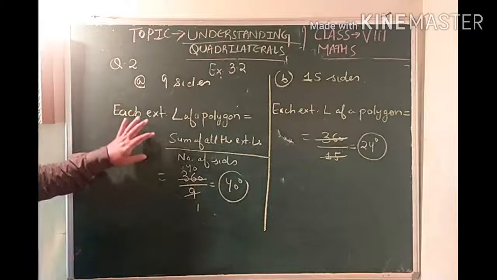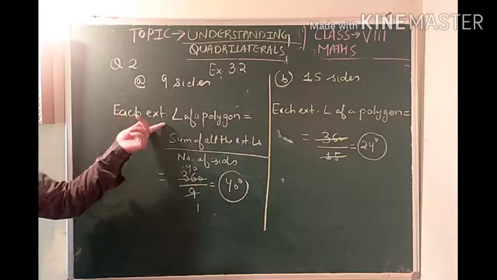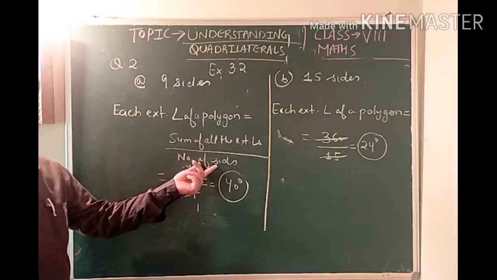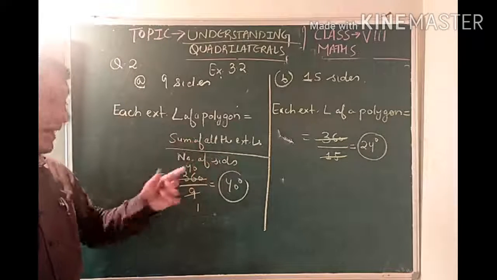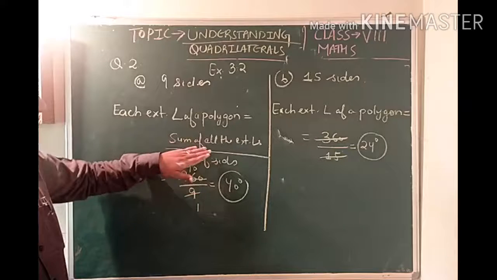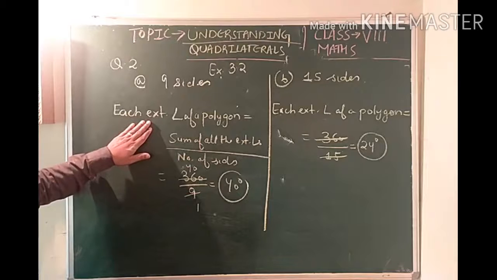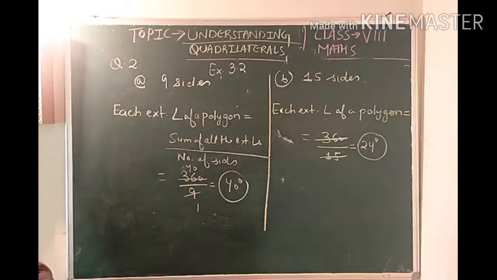So children, you will remember always, if we find each exterior angle, we will divide the sum of all the exterior angles by the number of sides. Similarly, if we find the number of sides, we will divide the sum of all the exterior angles by each exterior angle of a polygon. Now, what is the third question?